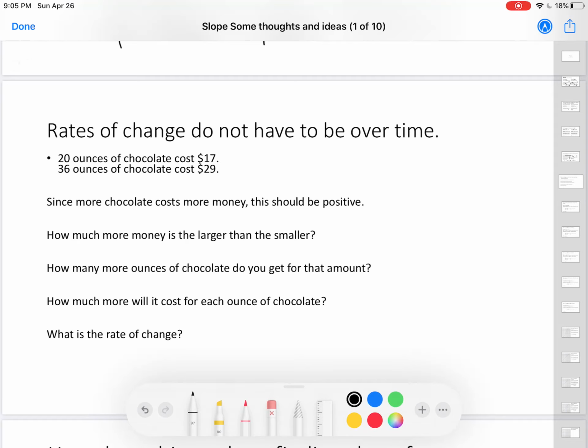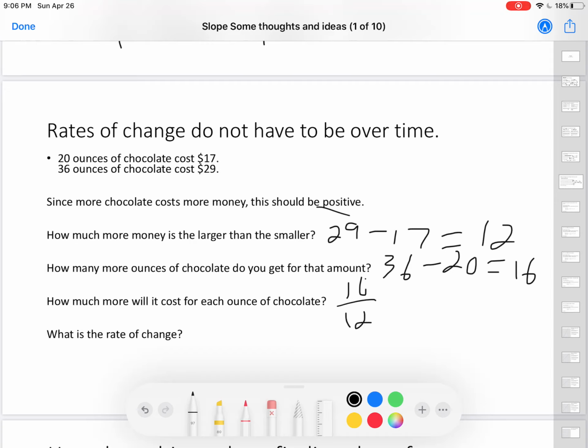Rates of change do not have to be over time. This time it's over ounces of chocolate. Everybody likes chocolate. This one is about chocolate. 20 ounces of chocolate cost $17. 36 ounces of more chocolate cost $29. Obviously, more chocolate, more money. Okay, this should be positive. More chocolate, more money, positive, positive, makes positive. How much more money? Well, 29 minus 17 equals 12. How many more ounces? 36 minus 20 equals 16. How much would it cost for each ounce of chocolate? We have to do 16 divided by 12.